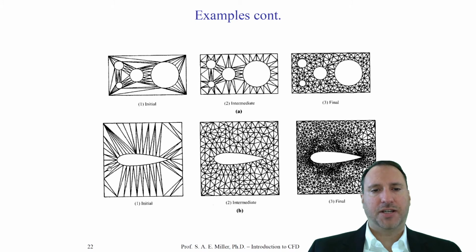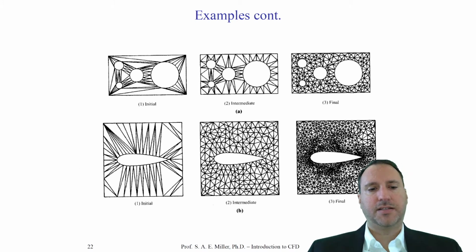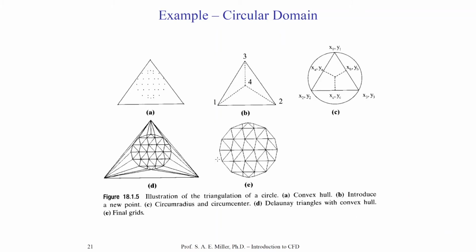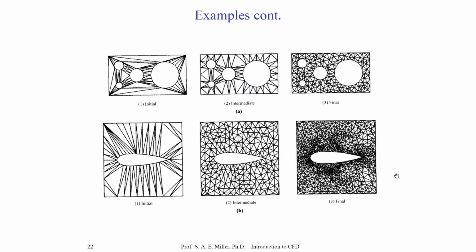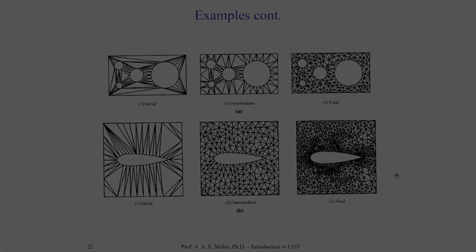We also do a meshing algorithm of a typical airfoil. Here's the initial mesh. Here's the second step, which would correspond to steps B, C, and D in the previous slide here. And then, of course, the third mesh in the lower right would be our final mesh after we've inserted our points, and they all satisfy our circumcenter test.